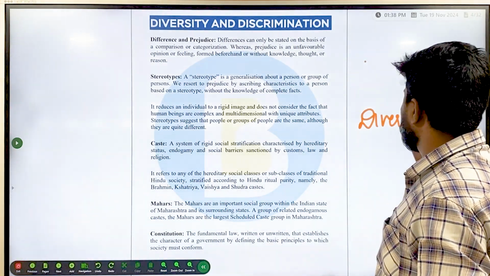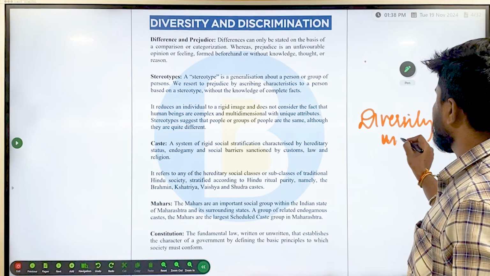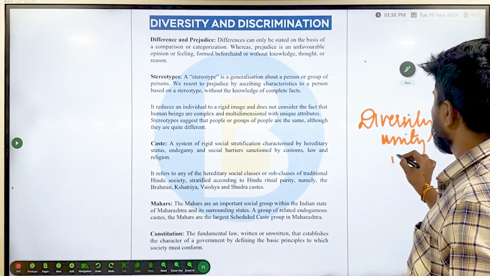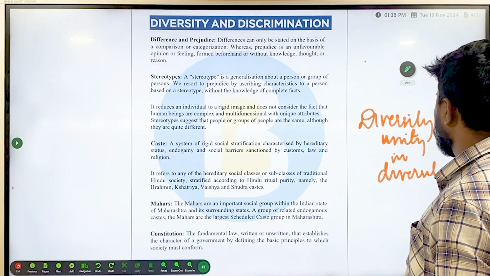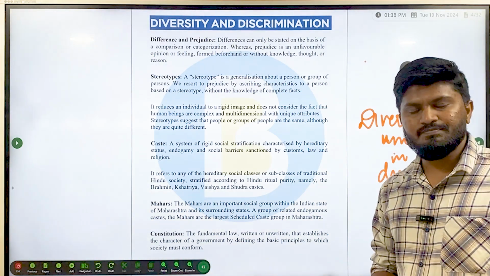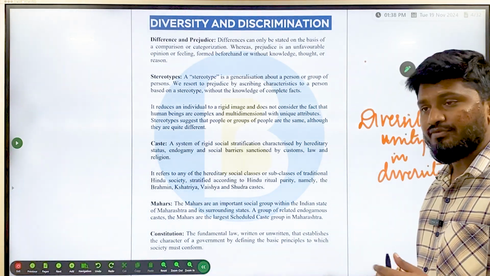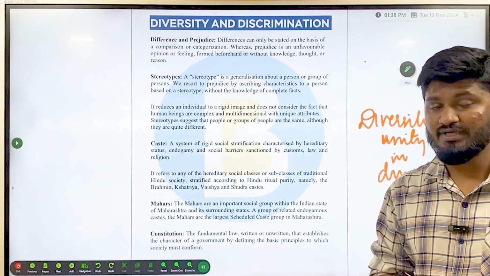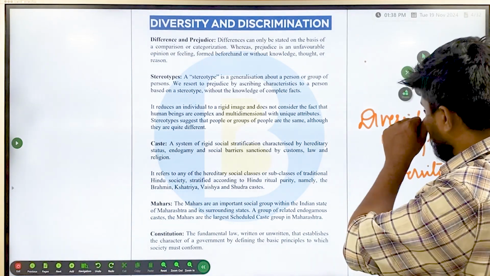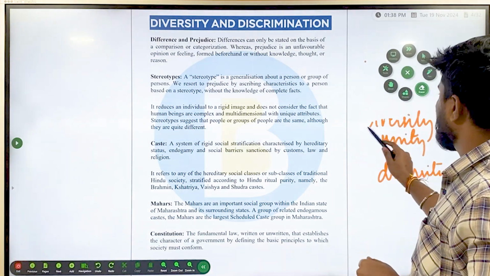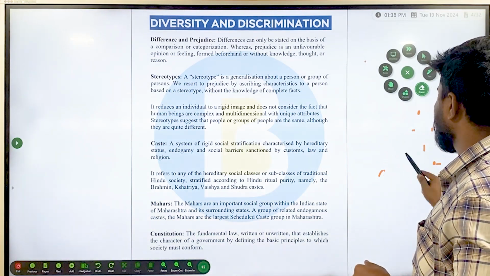and unity in diversity. Yesterday it was a very positive discussion. Yesterday's first class was based on the positivity of diversity, how there is unity in diversity, how diversity is helping India to strive and thrive. But today the discussion is more about how diversity leads to discrimination.